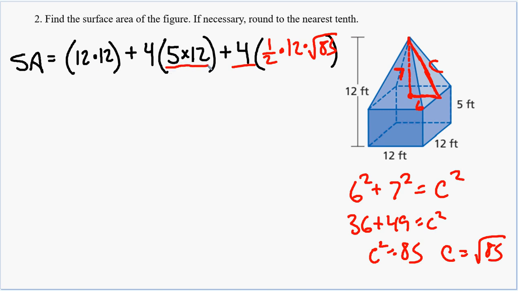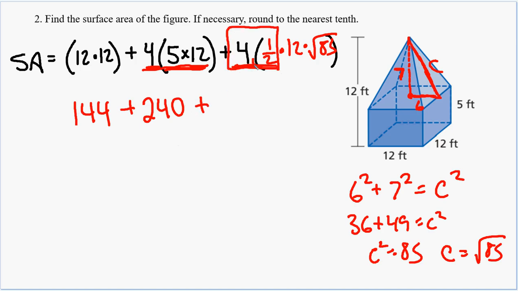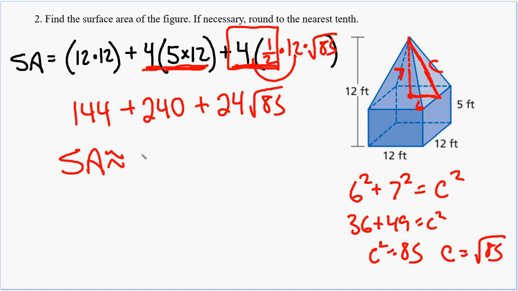So let's see here, 5 times 12, that's 60. 60 times 4 is 240. 12 times 12 here is 144. And then here, half of 4 is 2. 2 times 12 is 24 times root 85. And if your calculator button pushing went well, the surface area here is approximately 605.3 feet squared.